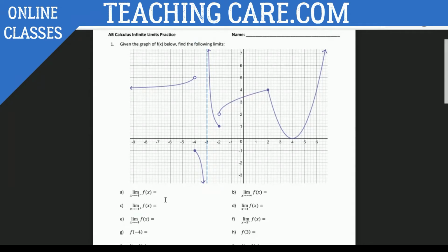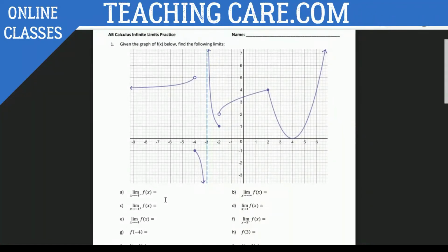X approaches 4 f of x. D. So, for D, as it approaches 4, it's going to be 0. Okay, good. Next one. Limit x approaches negative 4 f of x. Does not exist. Yes, obviously.